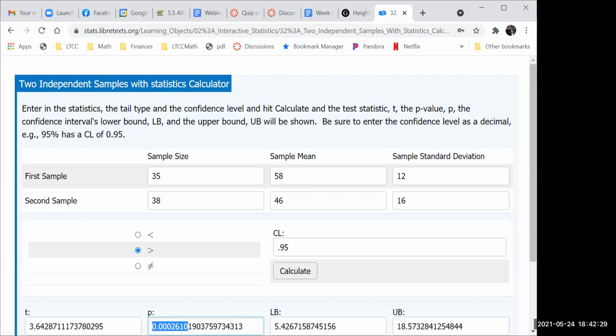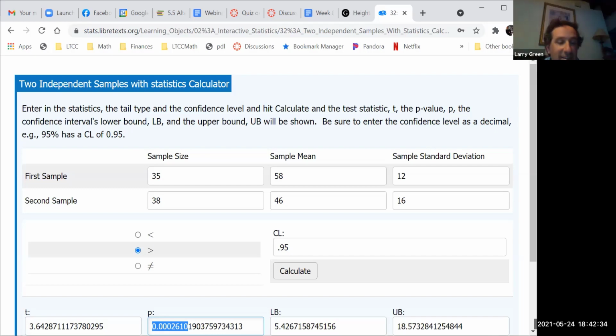It tells us it's statistically significant. Exactly. It's statistically significant because we have a small p-value, because it'd be very unlikely for this to happen if H naught were true, which means we're going to say H naught isn't true. That's what this is all about.